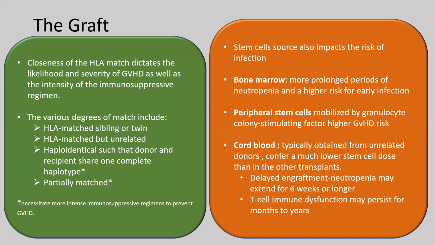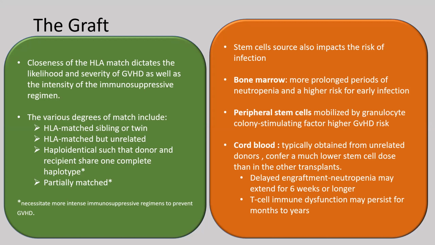And then, as I said before, the type of match or the degrees of match that might be used. So is it an HLA match sibling or twin? Is it a HLA match but unrelated, haploidentical, or partially matched? So what one would find is that the patients that undergo a haploidentical transplant or partially matched transplant may require more intense immunosuppressive regimens to prevent GVHD.